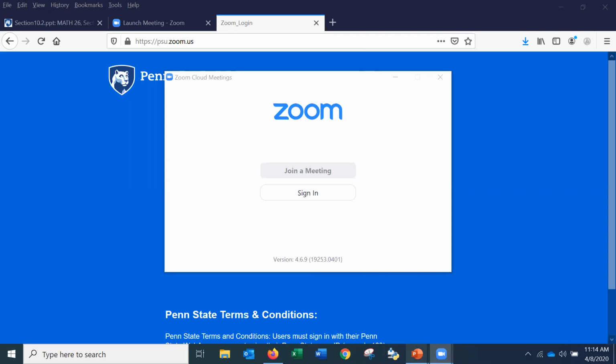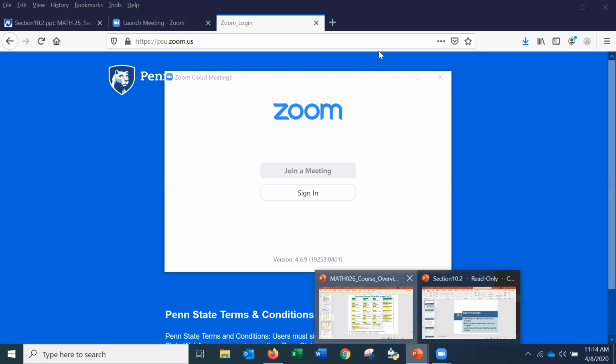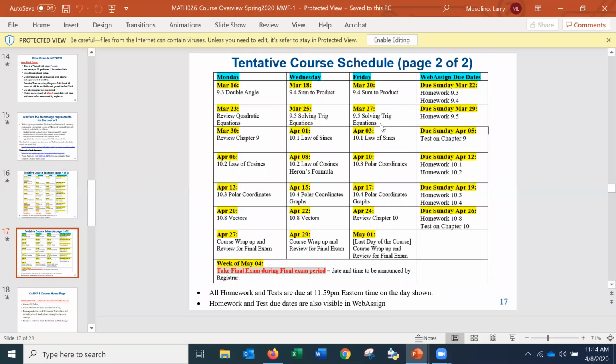Folks, why don't we get started? So let me go here to the calendar. If you notice here on the calendar today, April 8th, we're going to finish up section 10.2. There's also one other topic that we'll mention. It's called Heron's formula, and that is for finding the area of a triangle. We'll get to that in a few minutes, okay? Then on Friday, we'll get into section 10.3. This is on polar coordinates. And then we only have a few weeks left.